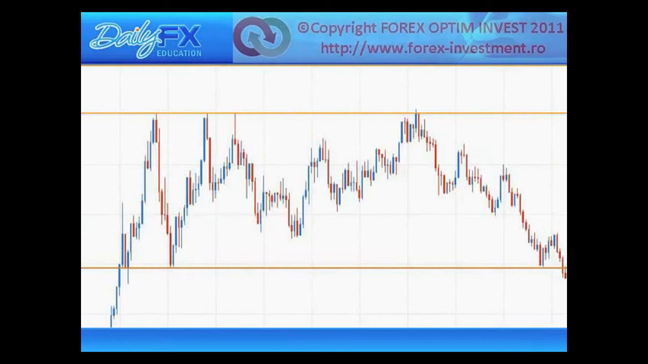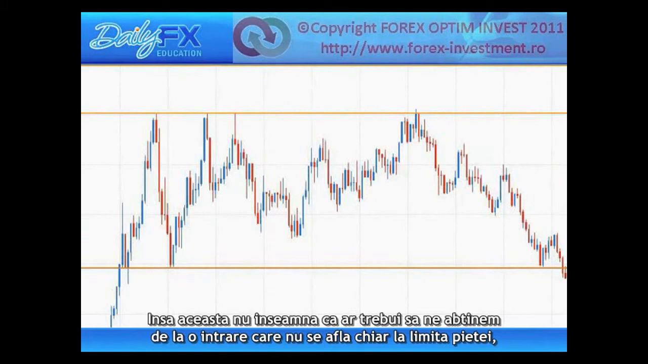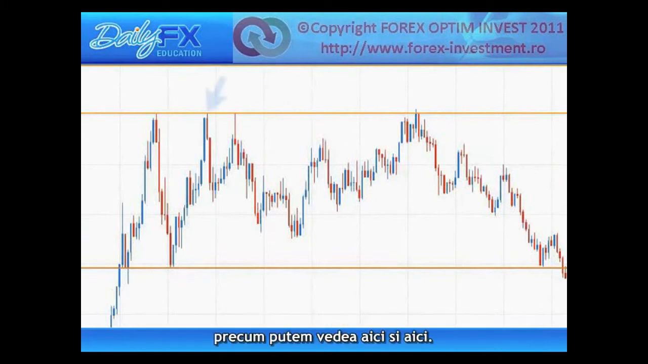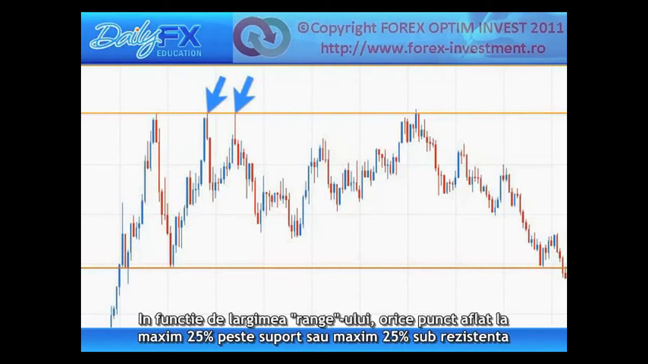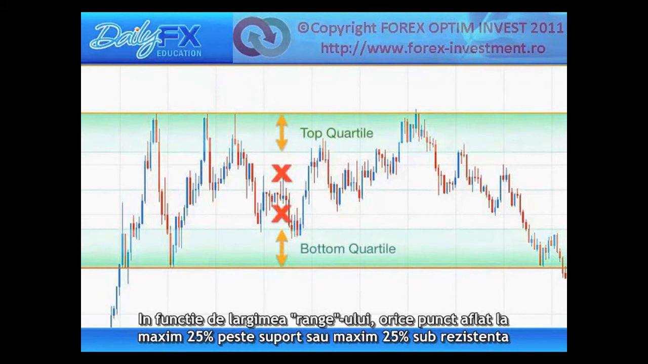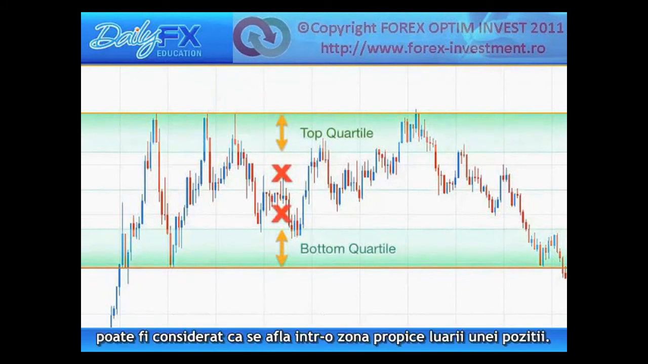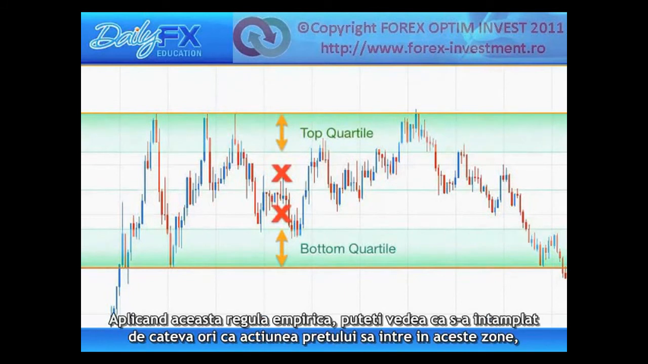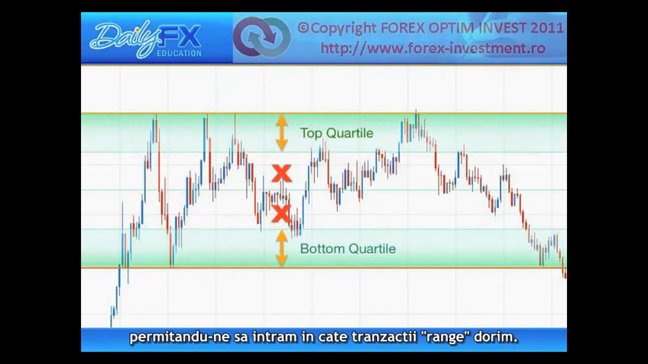This does not mean, however, that we should hold out for an entry that is at the very edge of the market like we see here and here. Depending on the width of the range, anything in the top and bottom quartile can be considered a good region for entry. With this rule of thumb, you can see that there are quite a few times that price action came into these regions, allowing us to enter a number of range trades if we wished.